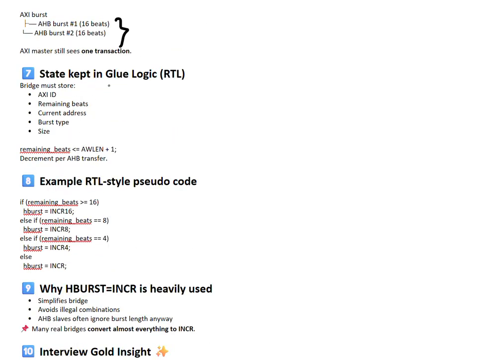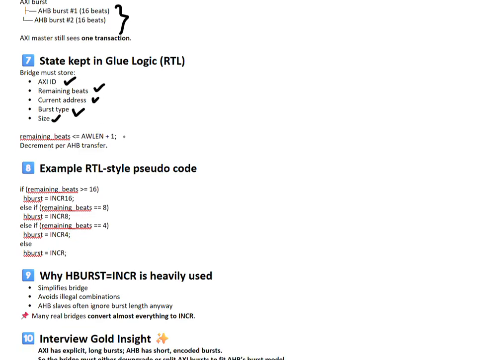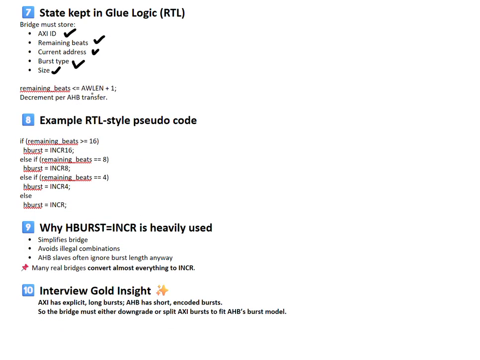And state kept in glue logic. The AXI to AHB bridge must have this kind of information: the ID, the remaining beats, the current address, burst type, and size. The remaining beats is nothing but the AW length plus 1, and we decrement it for the AHB master.